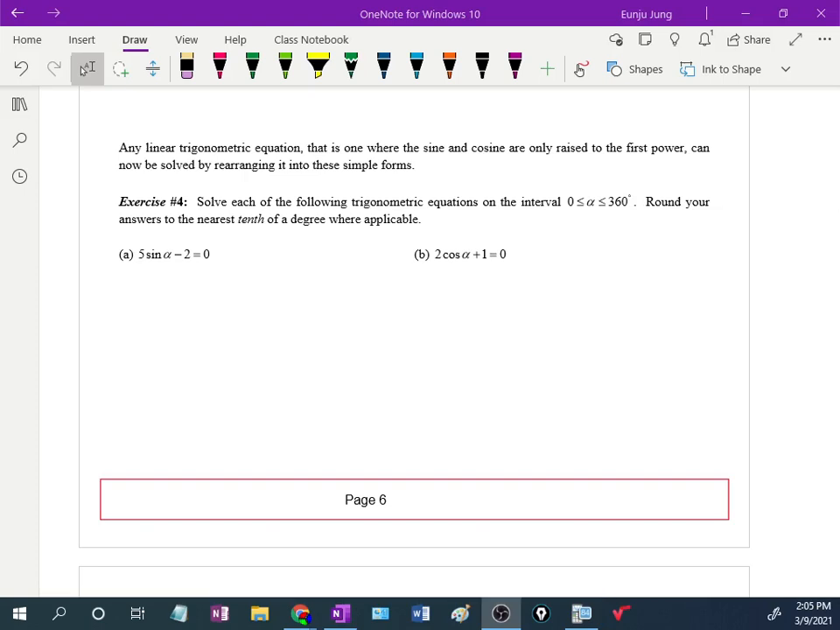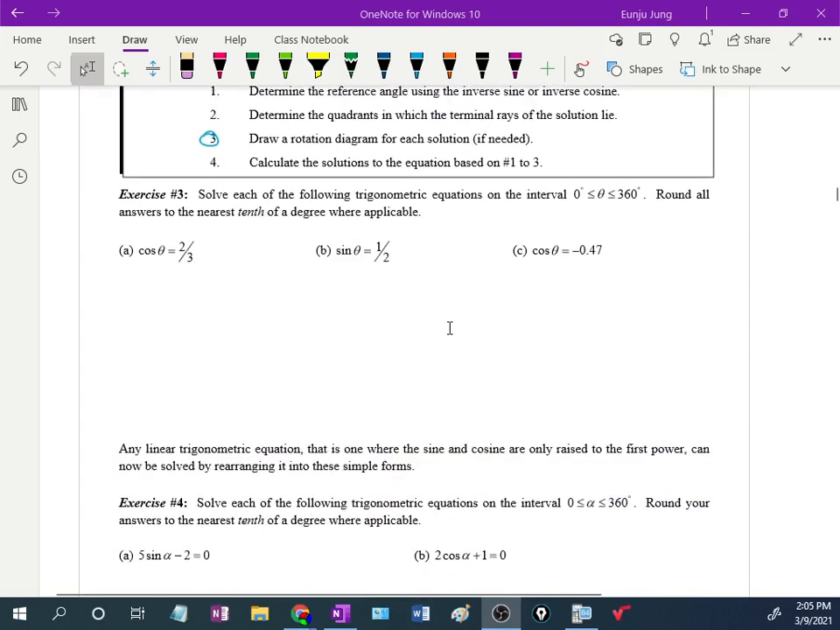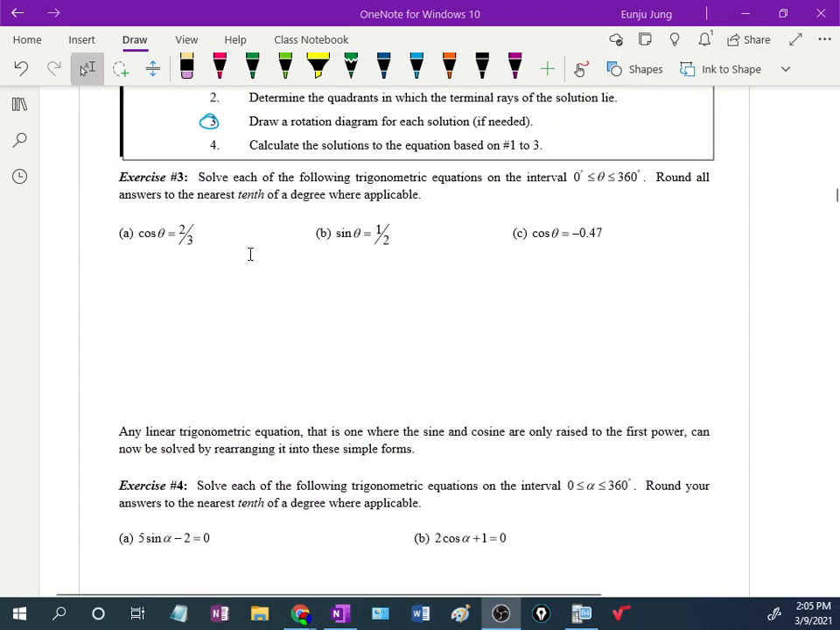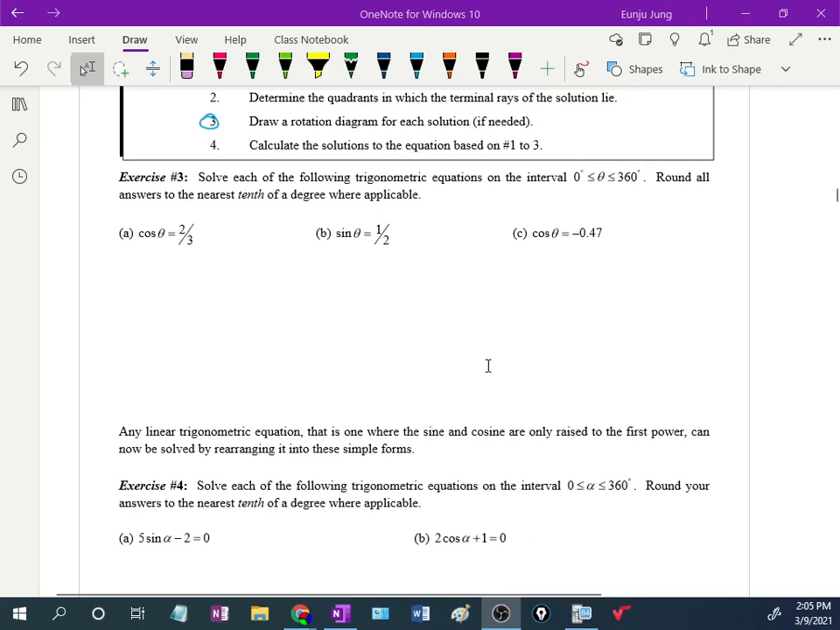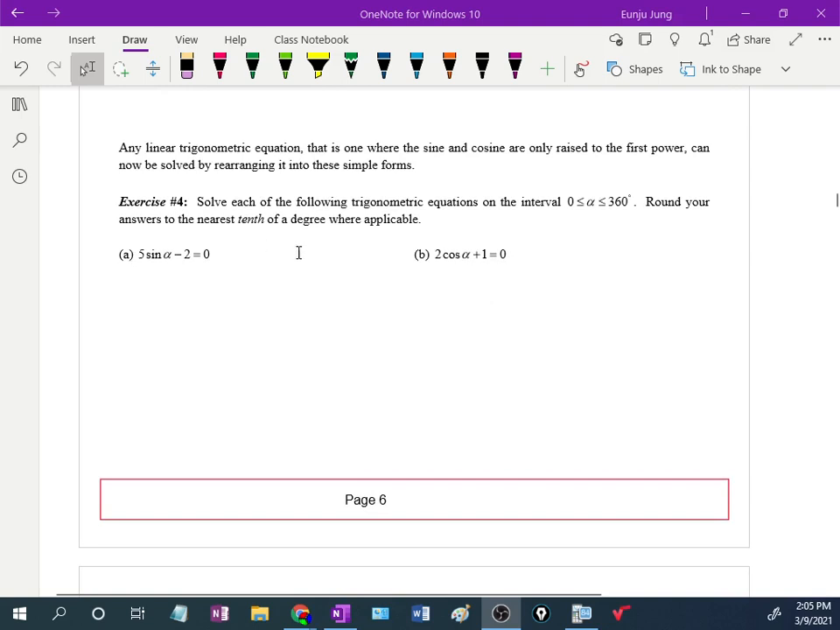In this video, we will continue working on solving simple basic trig equations. So let's see, number 4. What is the difference between number 4 and number 3? Number 3 is called the basic trig equations. What's the difference? In number 3, on one side we have an isolated trig function. And it is not now.